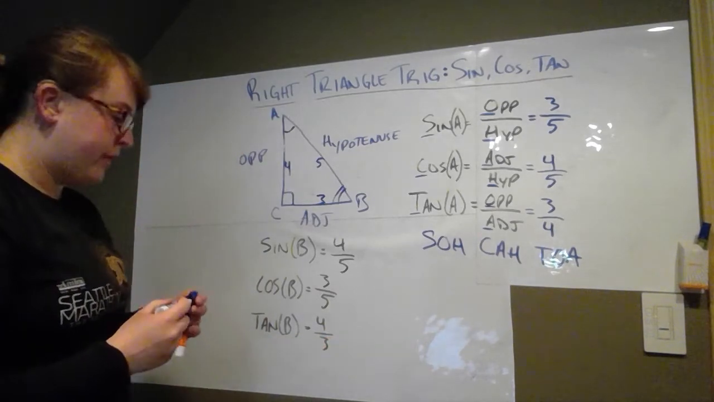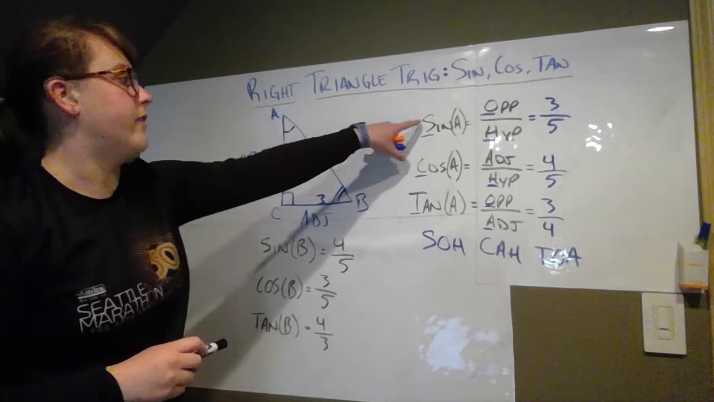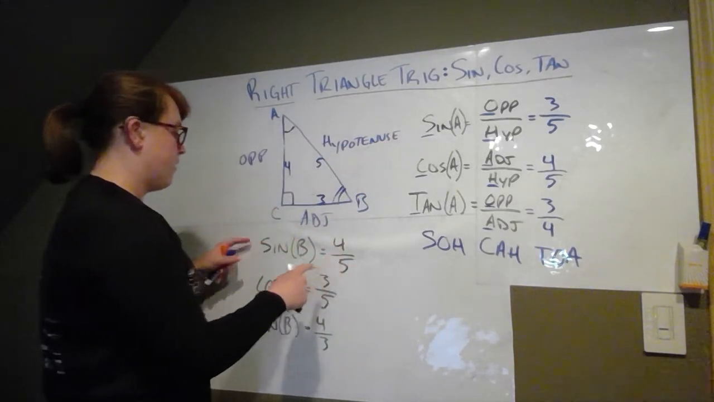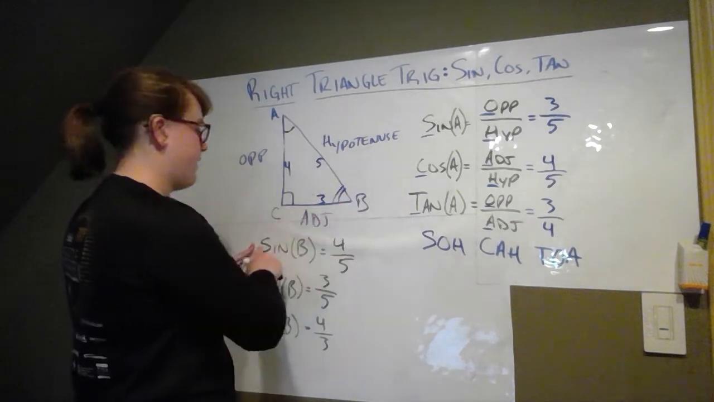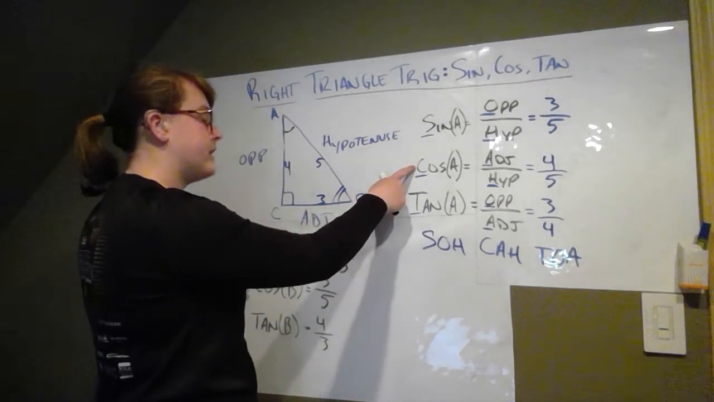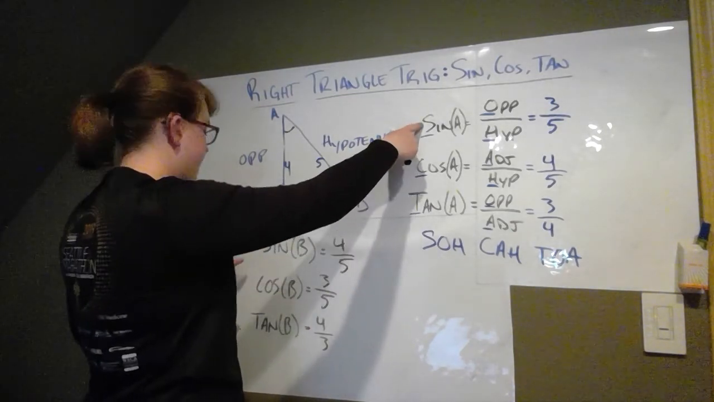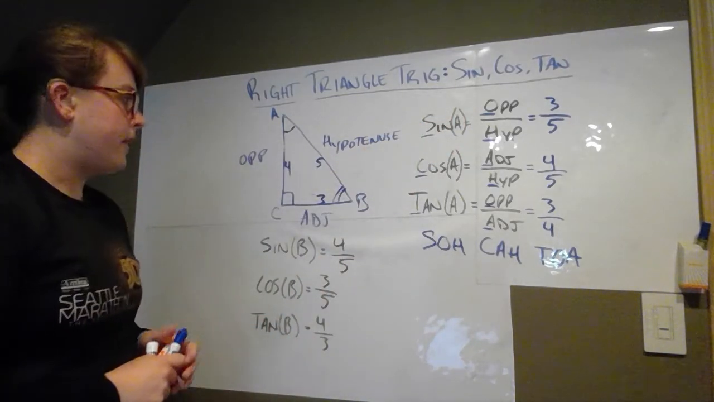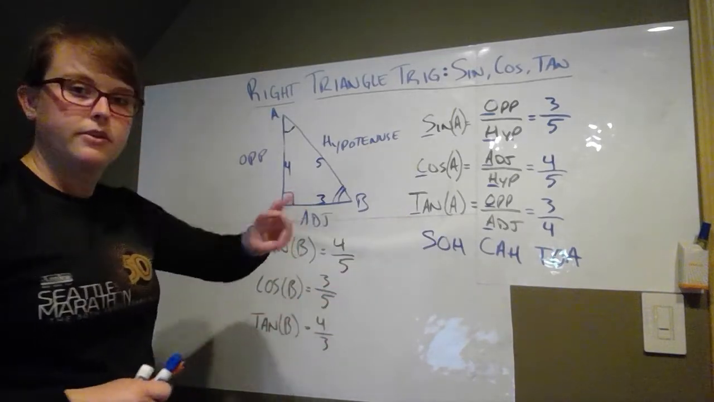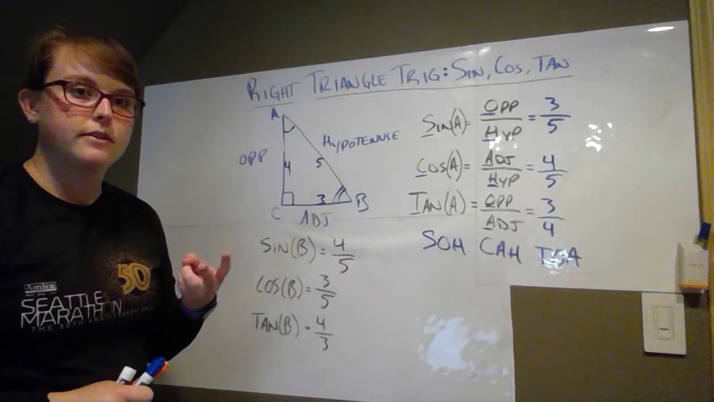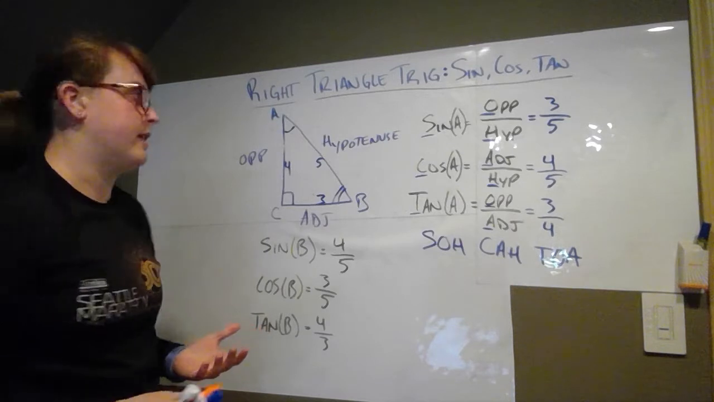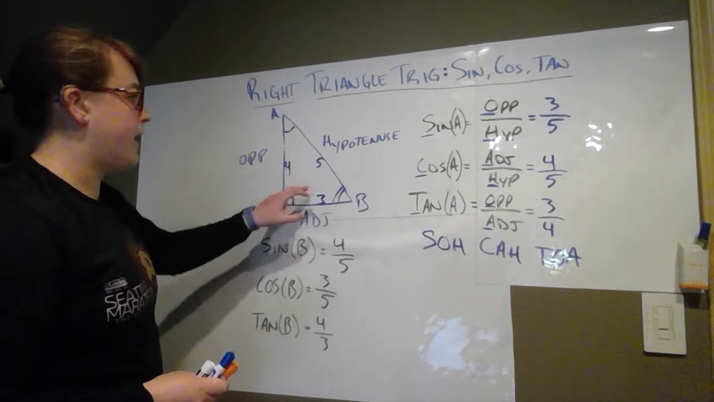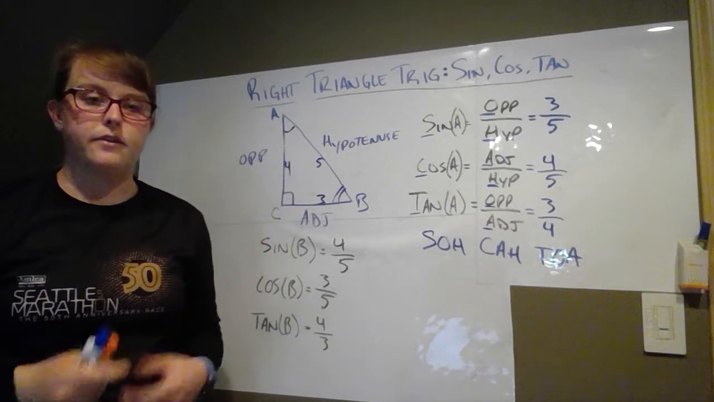And if you compare sine of B and sine of A, or sine of B and cosine of A even, you might notice that sine of B is the same as cosine of A, and that sine of A is the same as cosine of B. They're both 3/5, right? And then if you look at tangent of A and tangent of B, they're just the flipped fraction, right? The reciprocals. So those are interesting things that we can notice here.